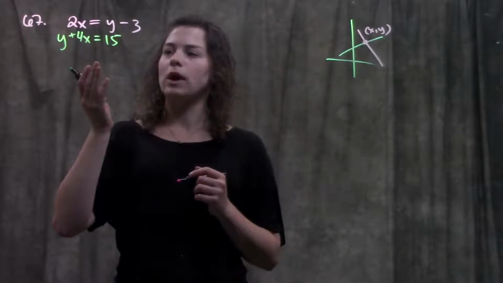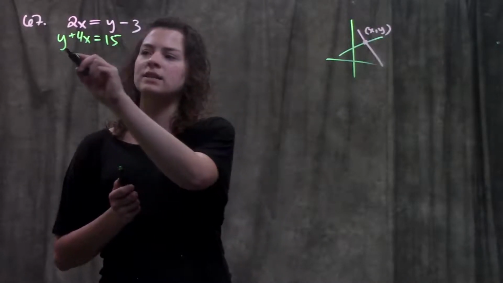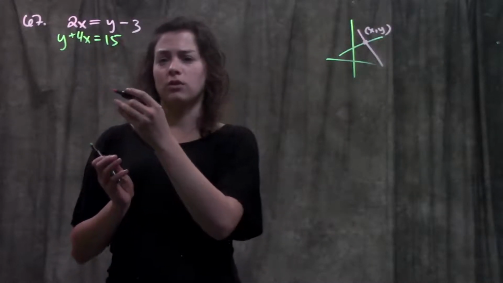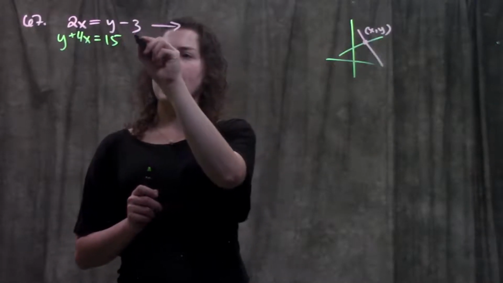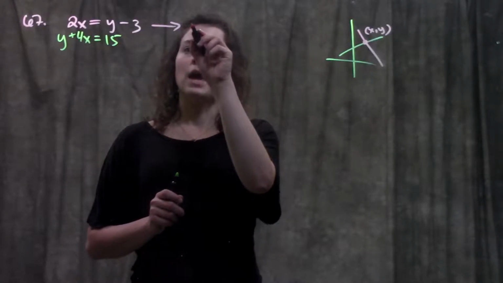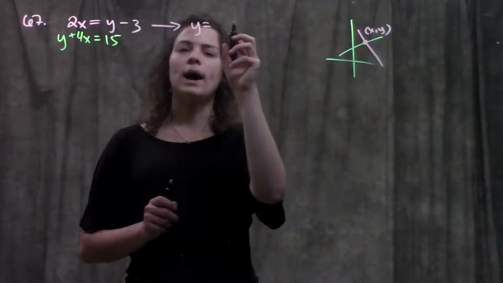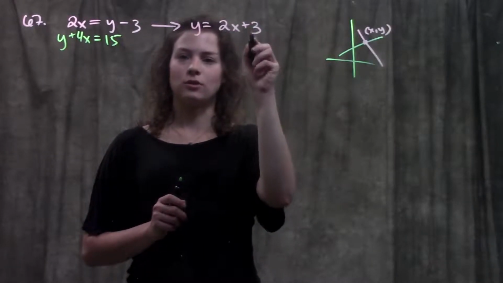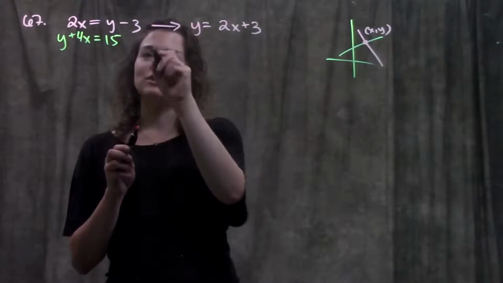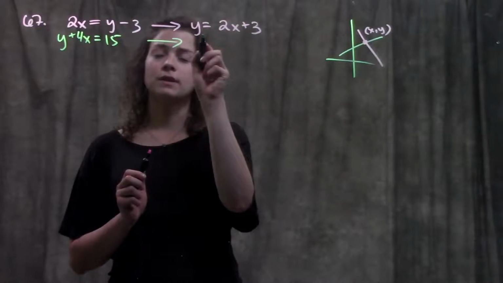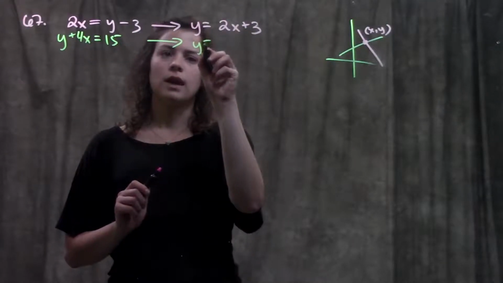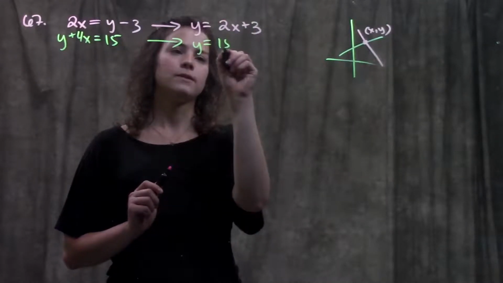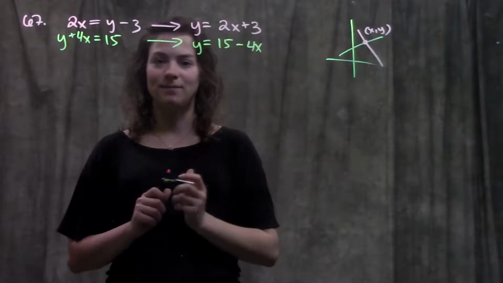So looking at these two equations here, I see that my y's might be a little bit easier to solve for because there's no coefficients. So I'm going to go ahead and solve for my y by adding the 3 over to the other side. And when I do that, I get the equation y equals 2x plus 3. Now I'm going to do the same thing with my second equation, solve for the same variable y. And to do that, I subtract 4x over, and this becomes y equals 15 minus 4x.